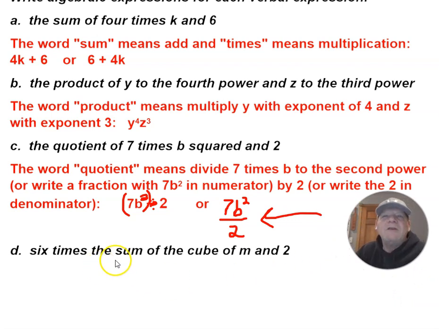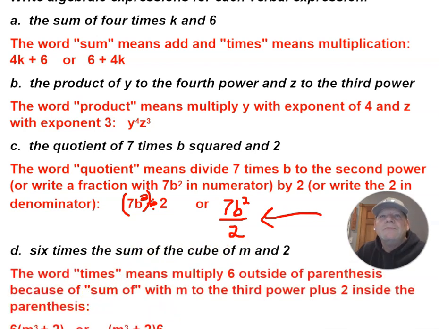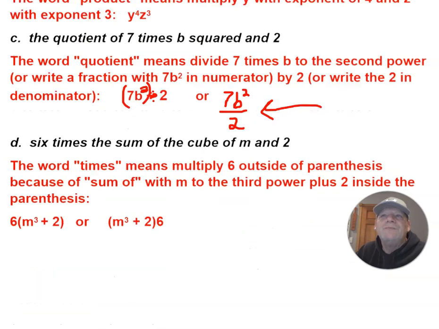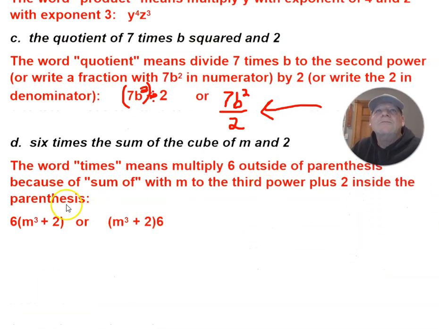Now we have 6 times the sum of the cube of m and 2. The word times means multiply. So 6 outside the parentheses, because the sum of means there will be parentheses, with m to the 3rd power plus 2 inside the parentheses. So you can either have the 6 on the left, parentheses, m cubed plus 2, close the parentheses, or you can have the 6 on the right, after the parentheses, m cubed plus 2. Both of them are correct.